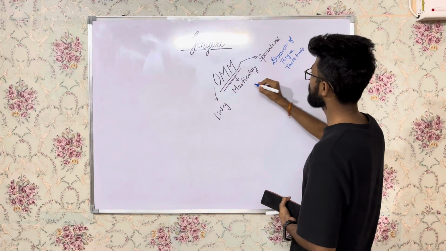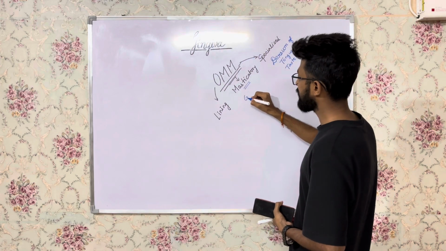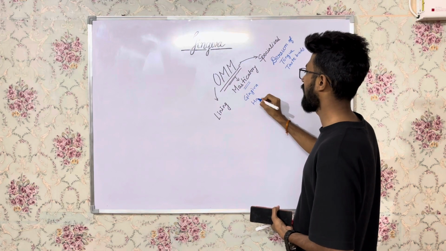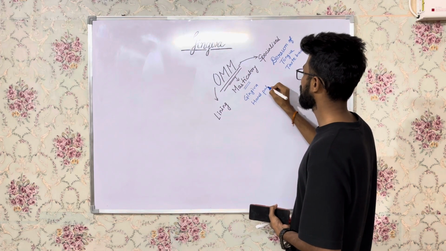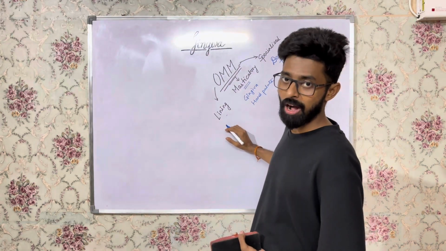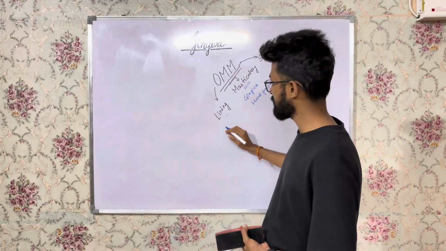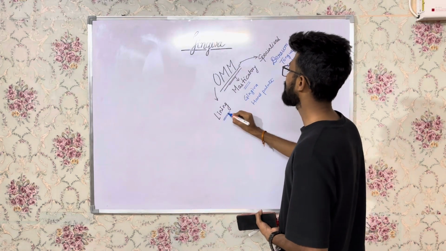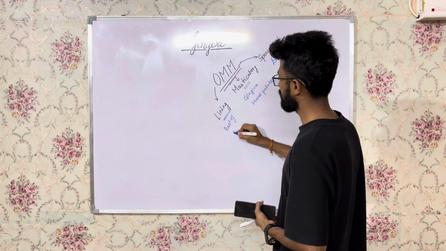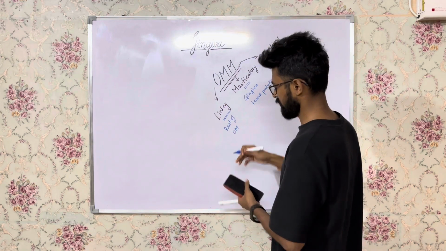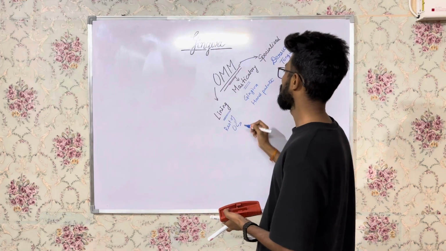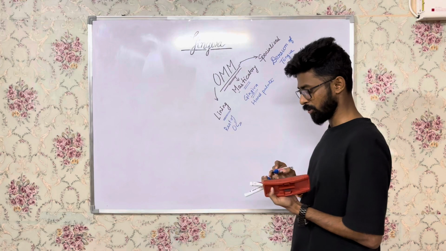Coming to masticatory mucosa, it consists of gingiva and hard palate. The rest of the structures, like the floor of the mouth, soft palate, and lips, all come under lining mucosa. The rest of the oral cavity comes under lining mucosa. So gingiva is a masticatory mucosa.